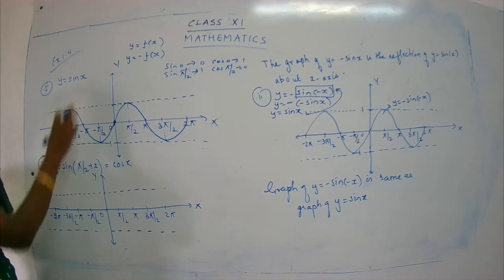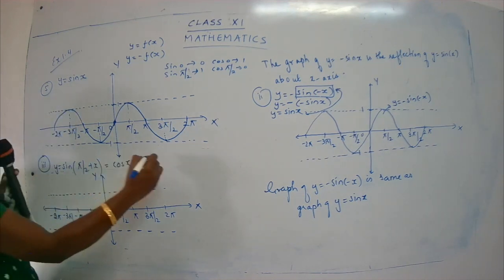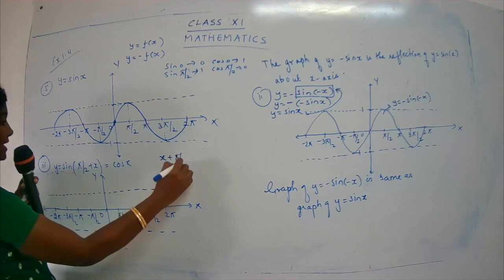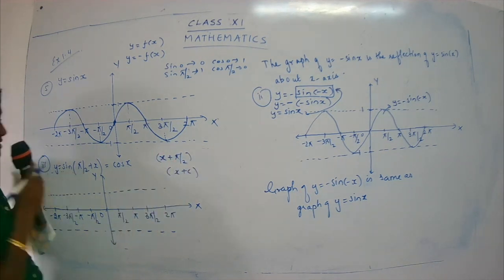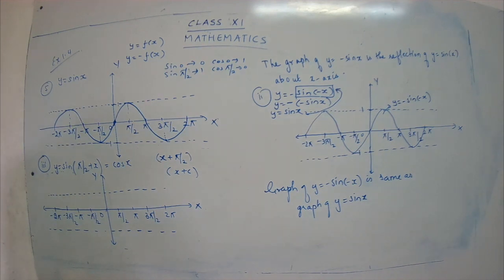Here sin x is there, and here it is being added with pi by 2. So it is of this condition, x plus c. What happens when you have a function f of x plus c? F of x plus c means the graph is going to shift to the left. Where is the graph going to shift? The graph is going to shift to the left side by pi by 2 units. So let's see how our graph looks.